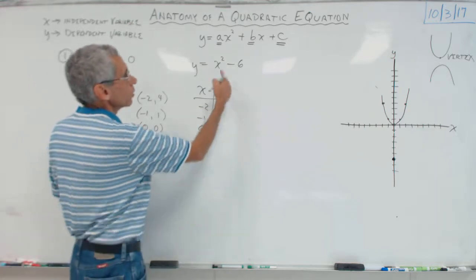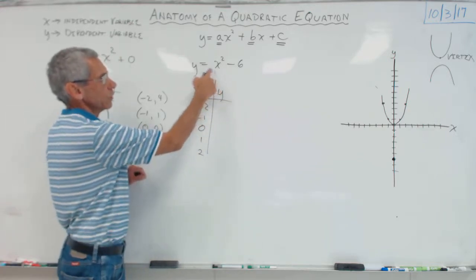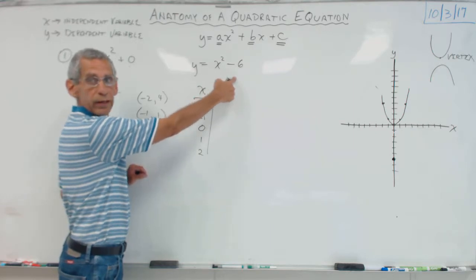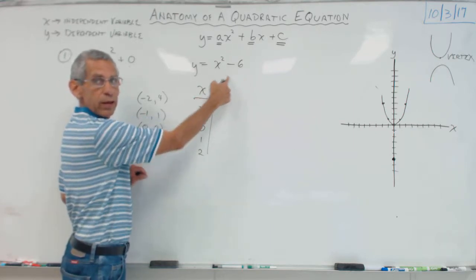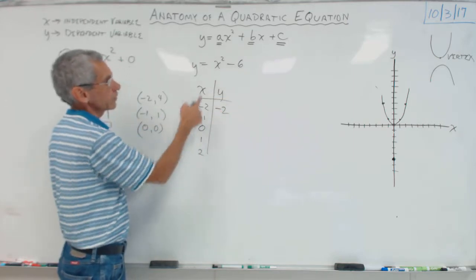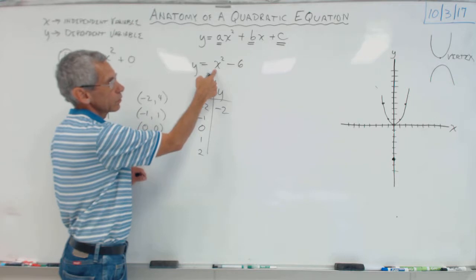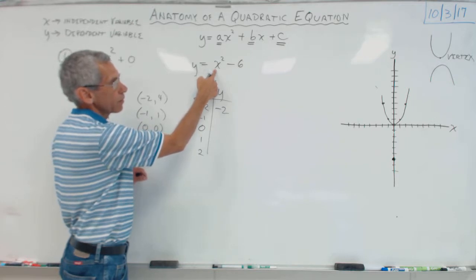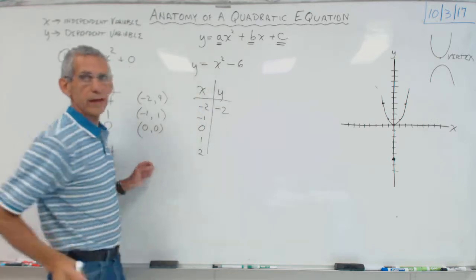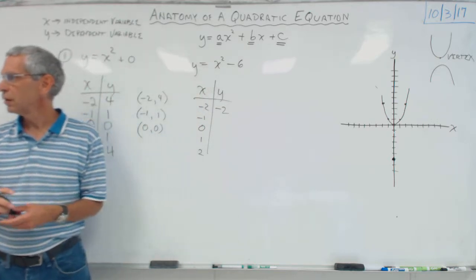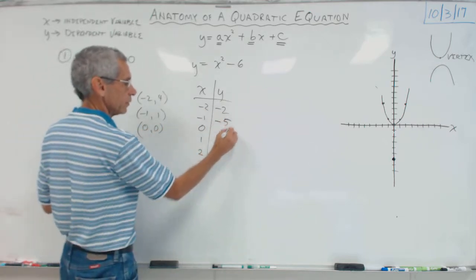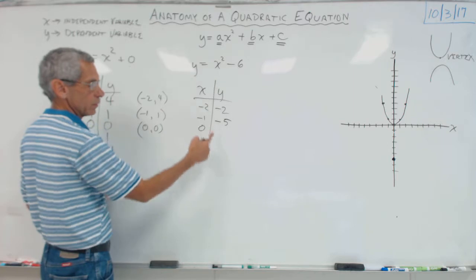All right, so when x is negative 2, y is positive 4, right? Minus 6. Positive 4 minus 6? Yeah. Negative 2. All right, when x is negative 1, negative 1 times negative 1 is? 1. 1 minus 6 is? Negative 5. Negative 5. When x is 0, it's 0.